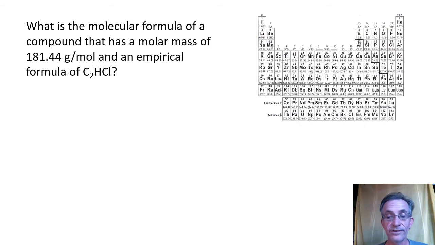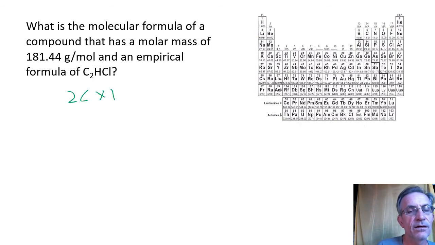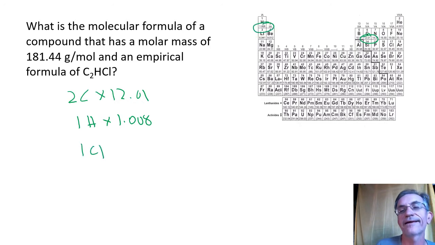Now I know the real total of the weight of all the atoms together needs to add up to 181. So the first thing I'm going to do is add up the weights of the atoms I currently have in my empirical formula. 2 carbons, using the weights off the periodic table, 12. 1 hydrogen, a little over 1. And 1 chlorine, 35.45.